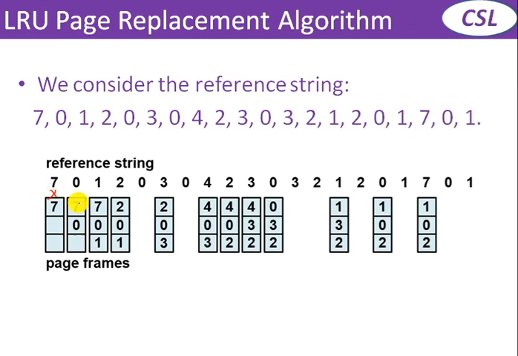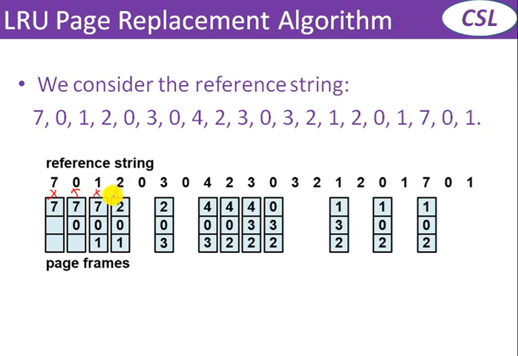Next is 0. 7 is filled, the remaining 2 frames are empty, so 0 is filled as the second frame, and it is also a miss. Next is 1. 7 and 0 are there and there is one empty place, so 1 is filled. Now our memory is filled with 3 frames: 7, 0, 1. Now the new request is page number 2. Is page number 2 available in this memory? No, this is a page fault.